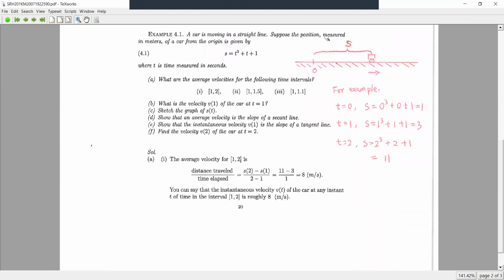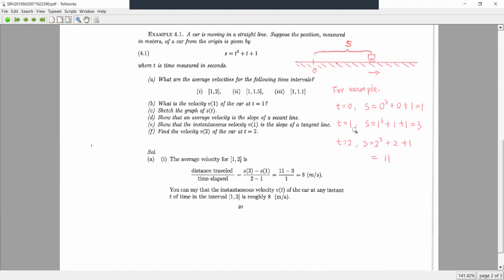Suppose the position measured in meters of the car from the origin is given by this equation, where t is time measured in seconds. On the road, let me pick a point as the origin. Then when time is 0, plug in 0 in t. Then we get the position of the car is 1 meter from the origin.